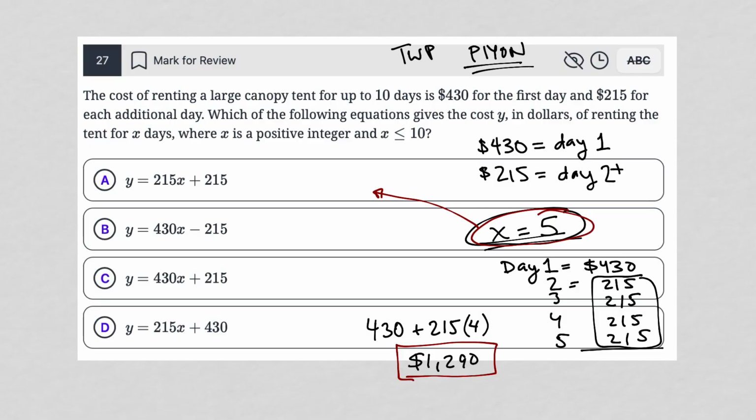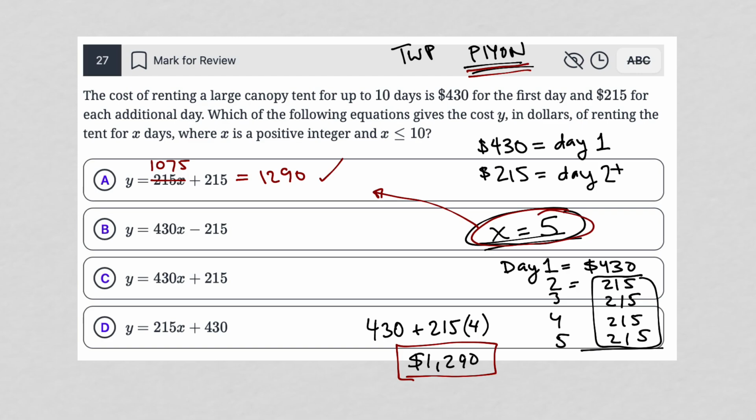So with choice A, again, I'm going to call this 215 times 5 because x represents days. So 215 times 5 is 1,075. And 1,075 plus 215 is equal to 1,290. So it looks like I may have found my answer on the first try here. But let's check. I never choose an answer too quickly when I use plug in your own number. I want to try every option just to make sure that there aren't two answers that work, right?